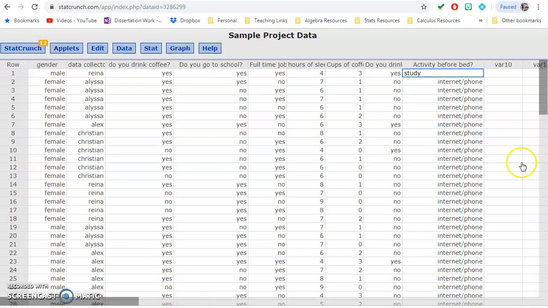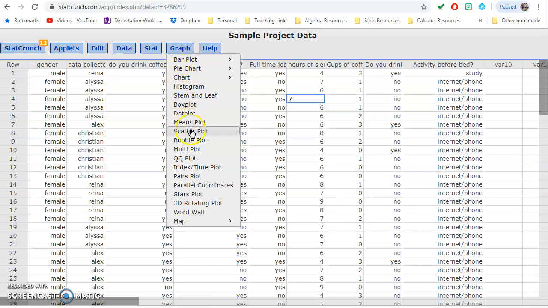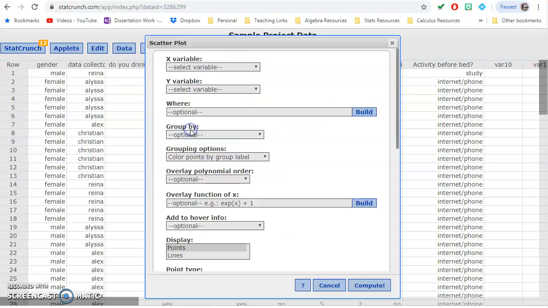So if you're looking at the relationship between two quantitative variables, like hours of sleep versus cups of coffee, because you think maybe the less hours of sleep someone gets, the more they will need coffee, you'd want to be looking at a scatter plot because you're comparing two quantitative variables. So you're going to graph scatter plot.